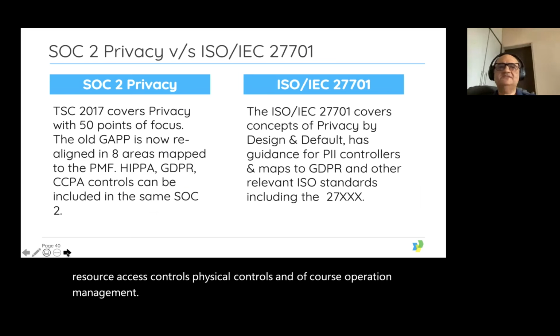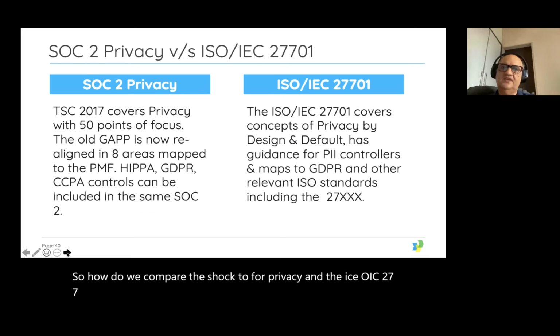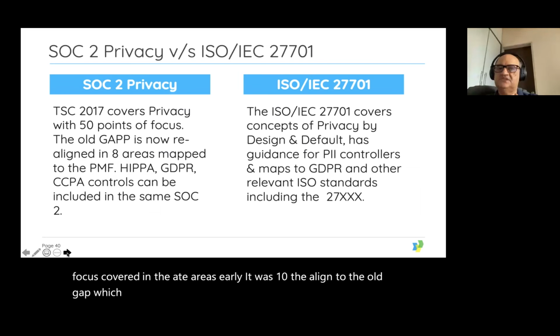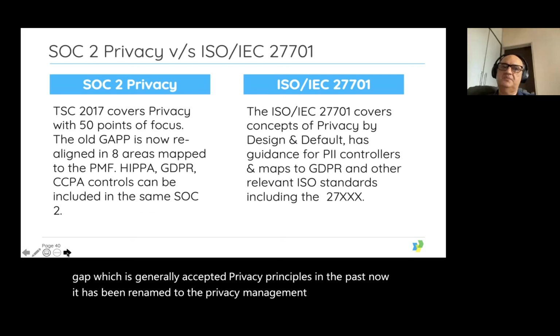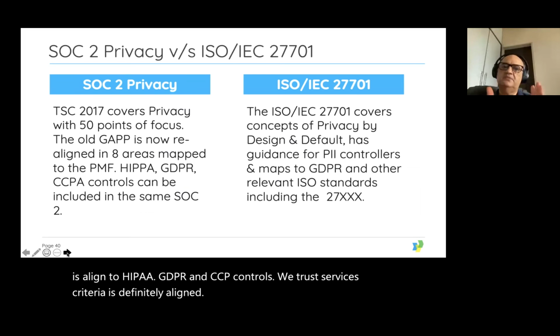So how do we compare the SOC 2 for privacy and the ISO IEC 27701? We look at the SOC 2 for privacy. It has 50 points of focus covered in 8 areas. Earlier it was 10, aligned to the old GAPP, which is Generally Accepted Privacy Principles, in the past. Now it has been renamed to the Privacy Management Framework, which is aligned to HIPAA, GDPR, and CCPA controls. The trust services criteria is definitely aligned to the new requirements, right?